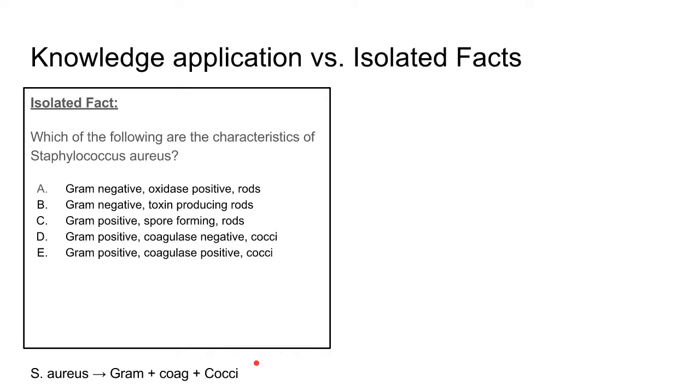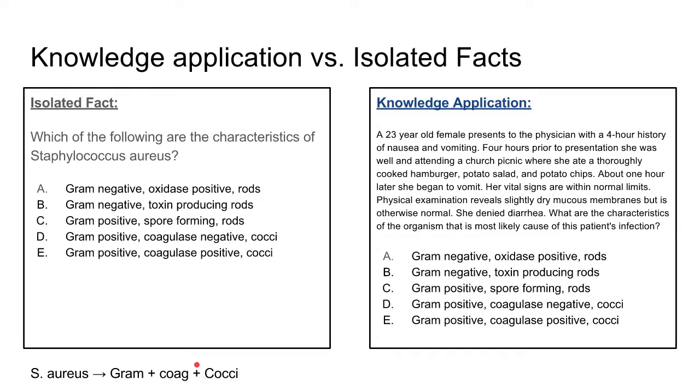Oh, here we go. So this is the thought process. So you're given this, so you already know this. You have to say, what is it? So you have to just think of this. So that's a one step. Now let's do a knowledge application.